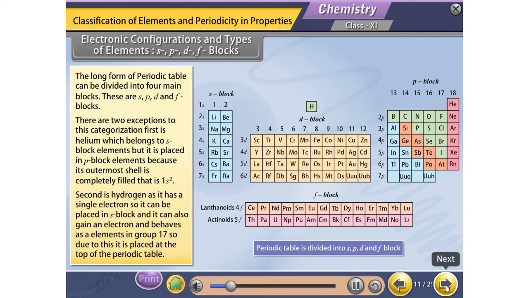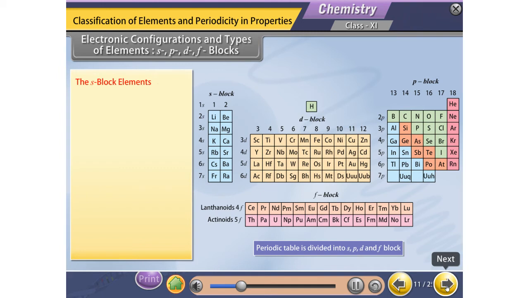Second is hydrogen, as it has single electron, so it can be placed in S block, and it can also gain an electron and behaves as elements in group 17. So, due to this, it is placed at the top of periodic table.